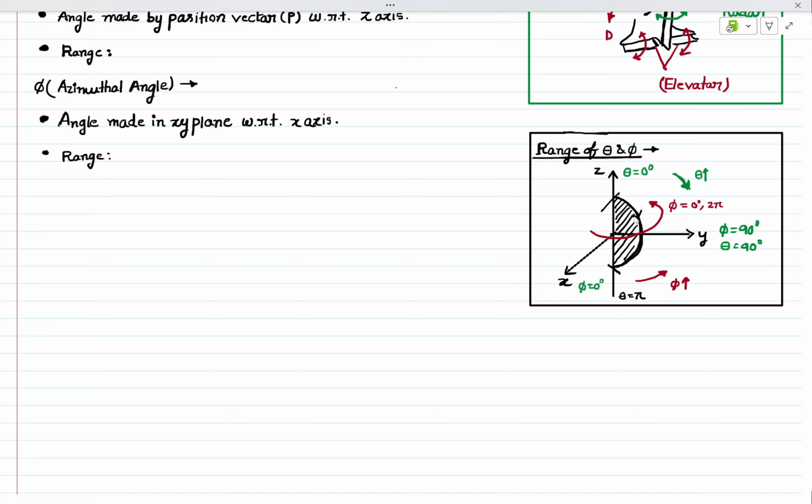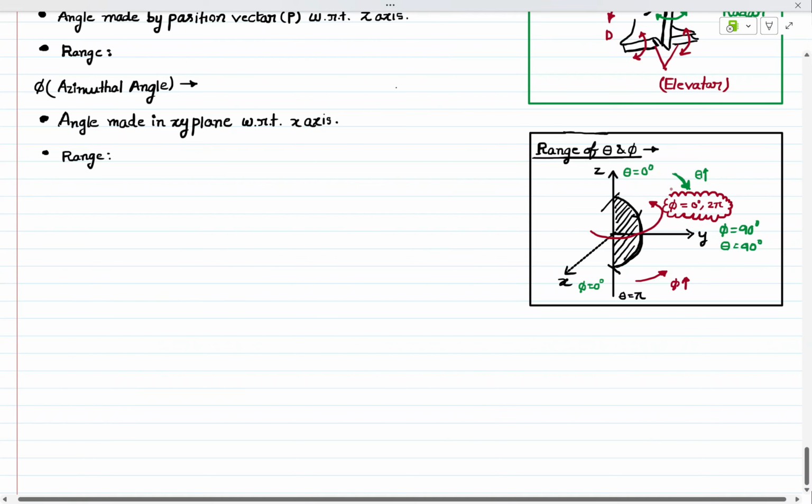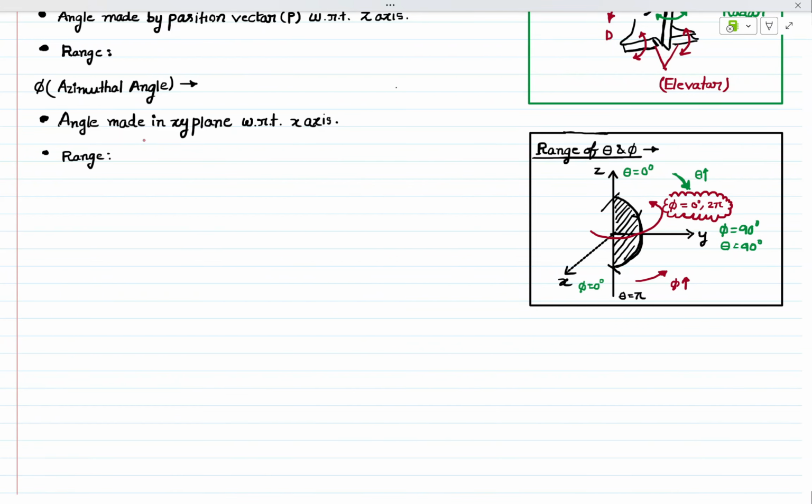So I have just completely revolved this semicircle, by varying phi from 0 degrees to 2 pi. Okay, so that's the range of phi. The range of phi is 0 to 2 pi. And you can also remember the range of phi was the same as in the cylindrical coordinate system: 0 to 2 pi.